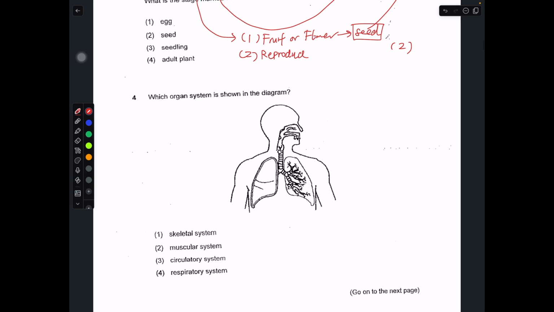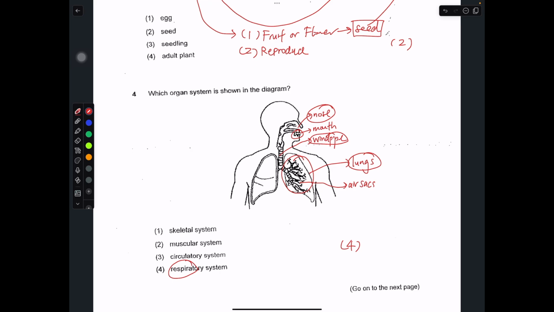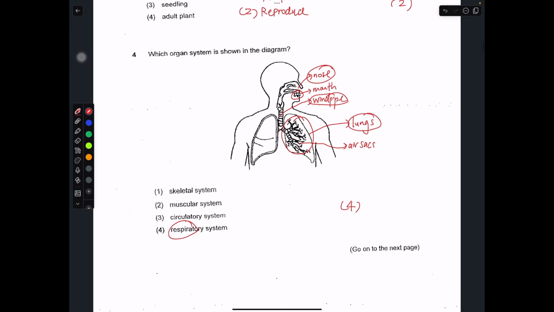Which organ system is shown in the diagram? Over here, you see this will be your windpipe, as well as the lungs, and in between these branches are actually your air sacs. They help in increasing the amount of gas exchange the lungs can do. Over here, this is probably your nose. Some of you may argue that this is your mouth, which is indeed true, but you can see that most of the organs being shown are part of the respiratory system, which is number 4. So it cannot be the digestive system. Okay, so this is actually a respiratory system.